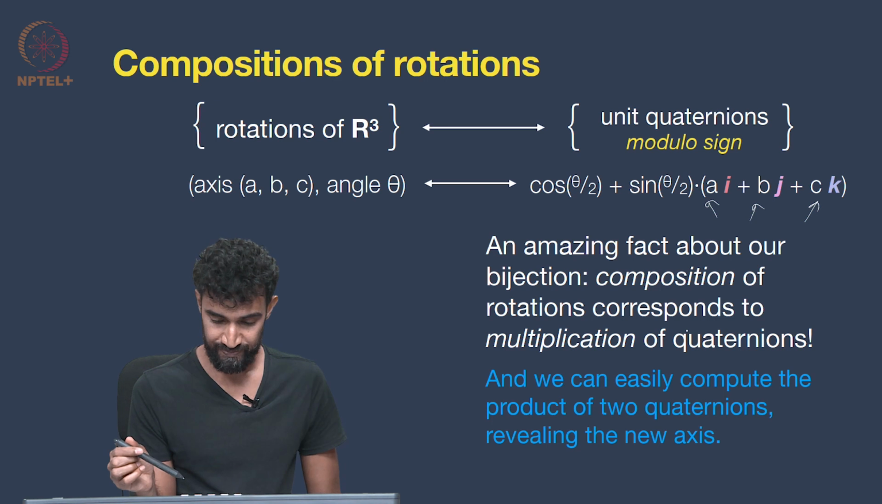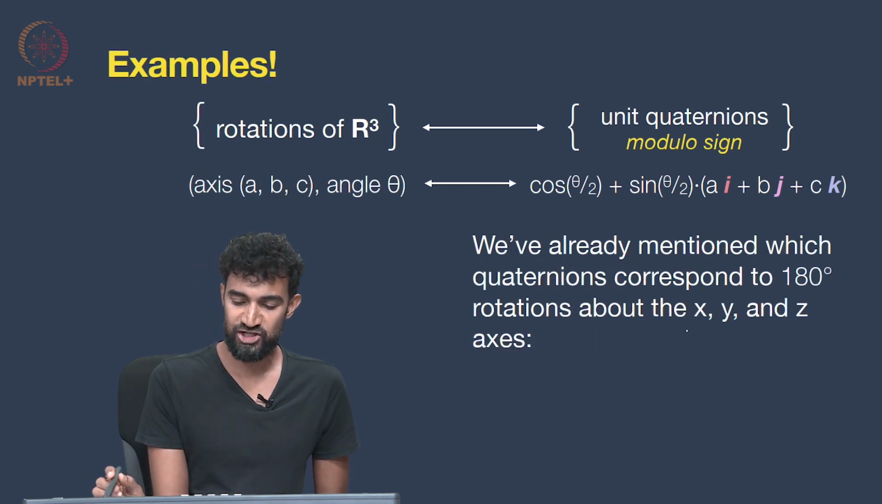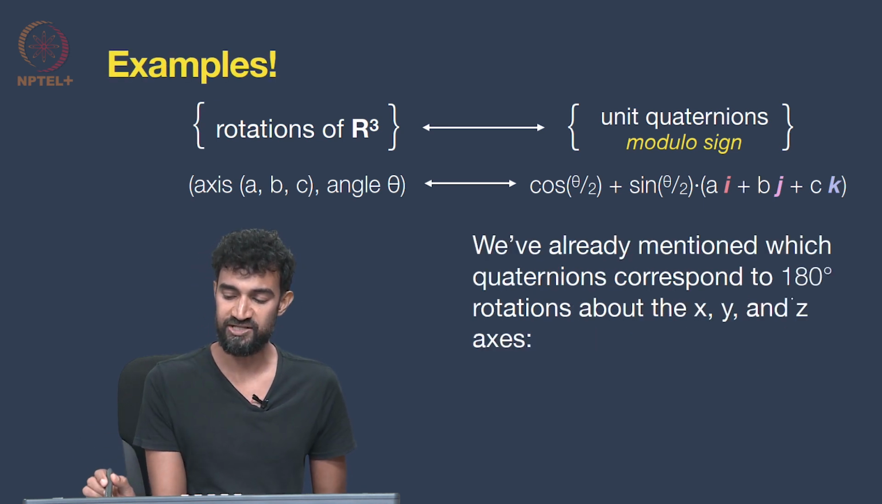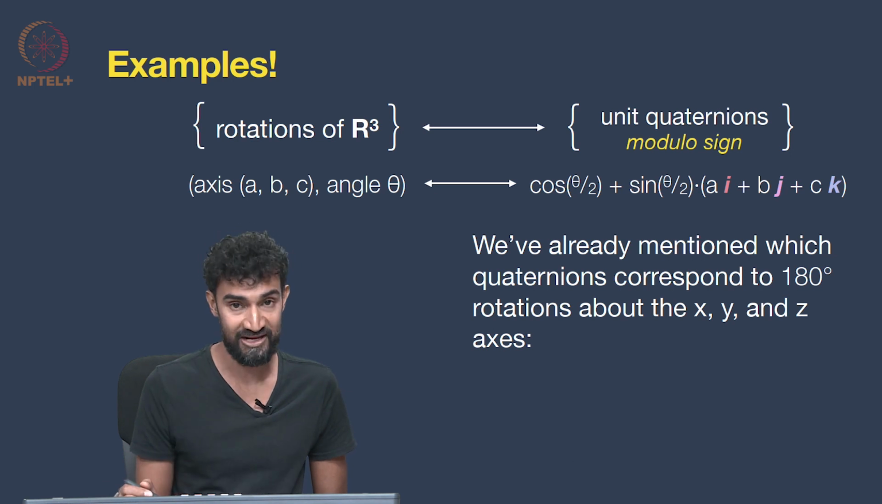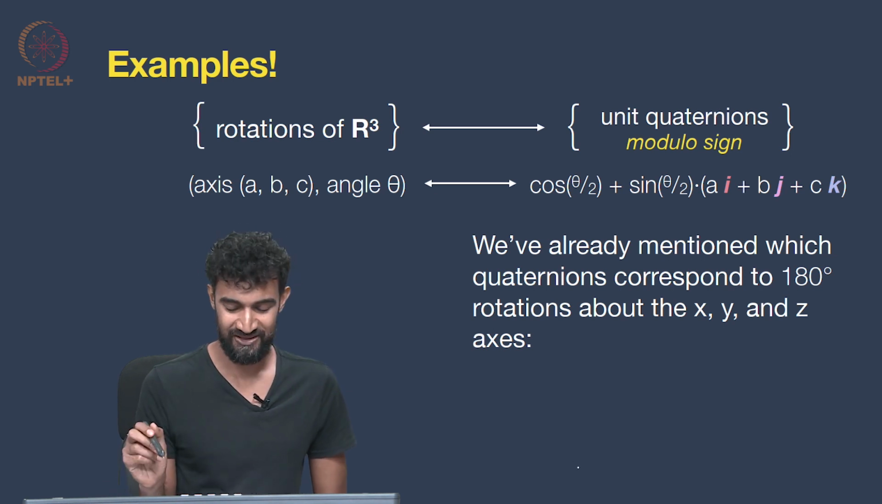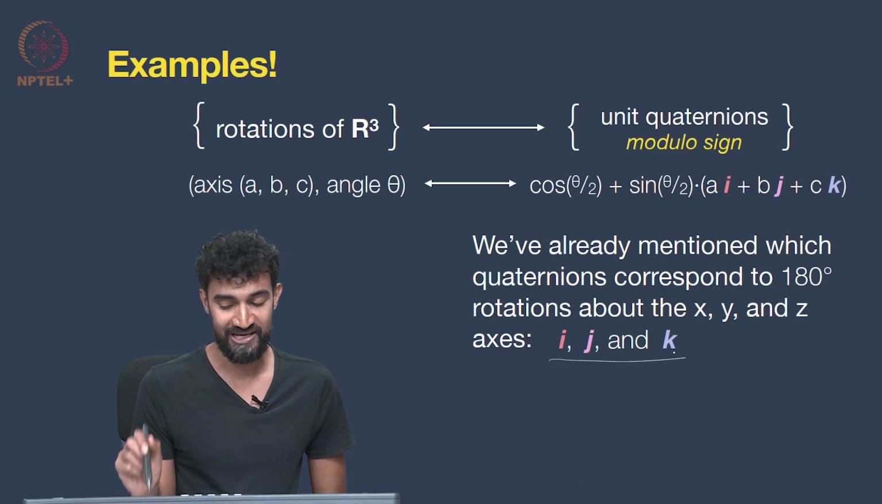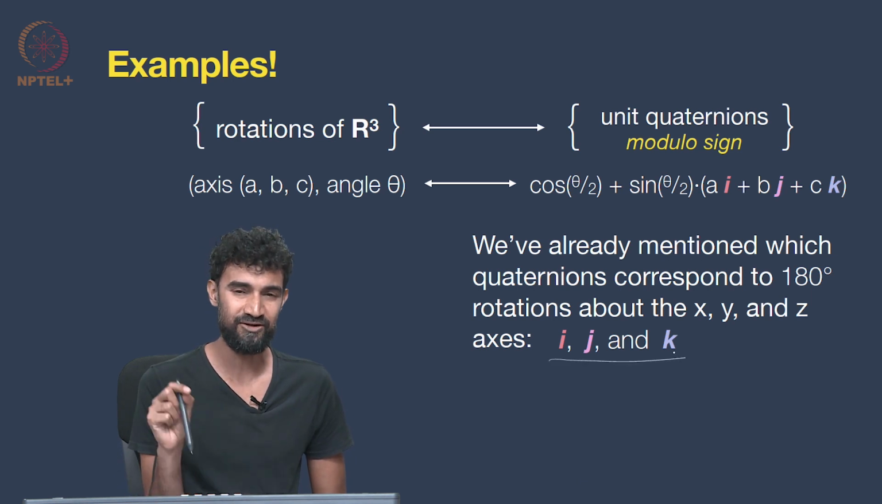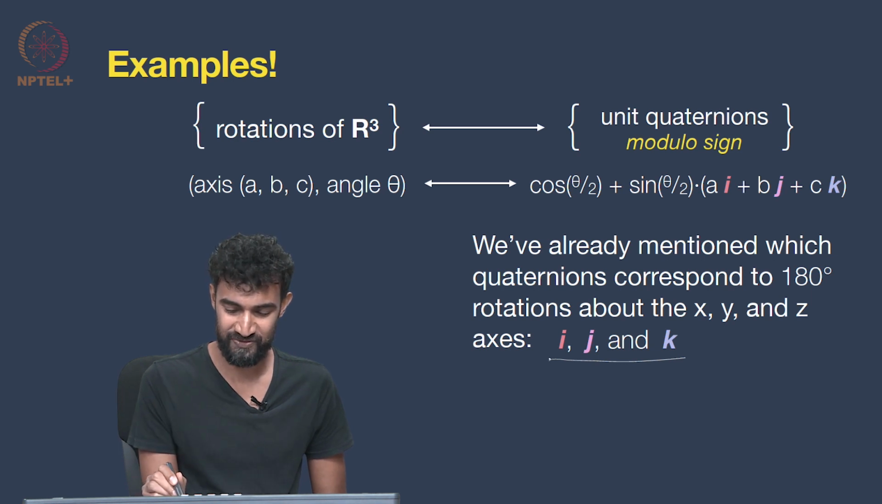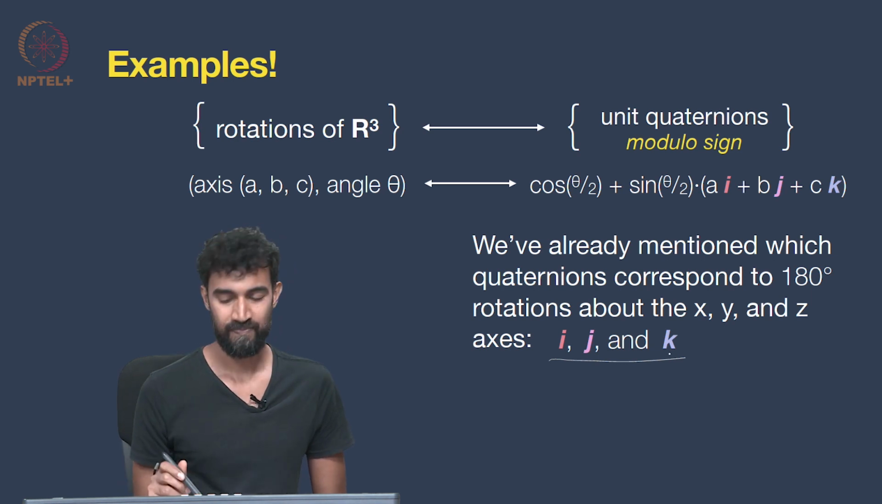So this gives us a very easy way to find that new axis if we can represent our rotations by unit quaternions. We've already mentioned which quaternions correspond to 180-degree rotations about the x, y, and z axes. Maybe you remember that it's i, j, and k, these very simple unit quaternions that are just a single part, just i, just j, or just k.